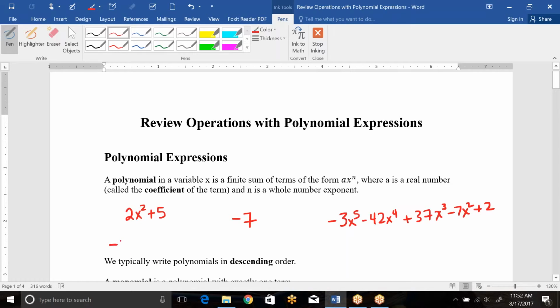So you could even have things that have multiple variables. I'm just making up numbers, but -3x squared y squared plus 7xy minus 3.